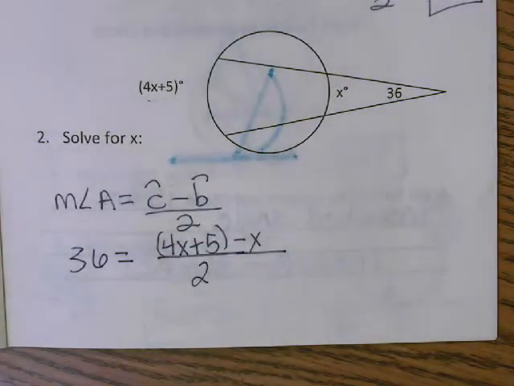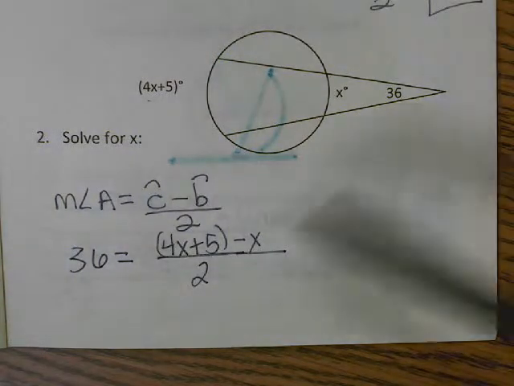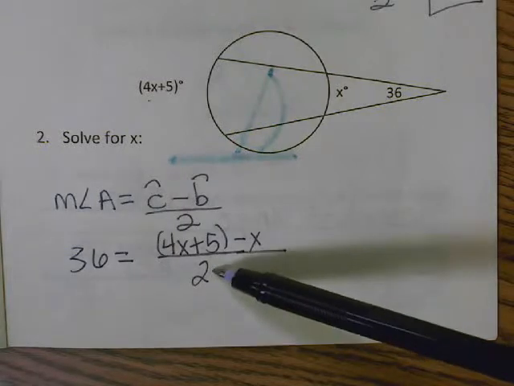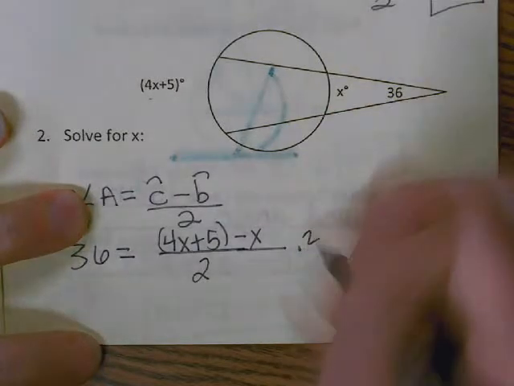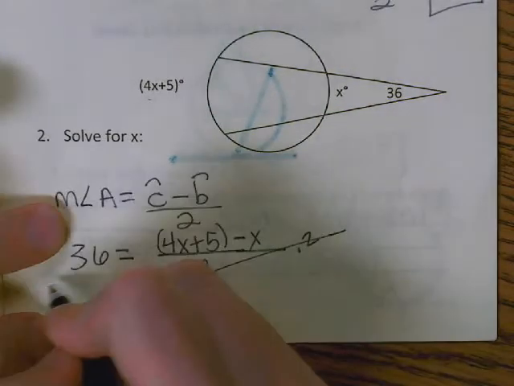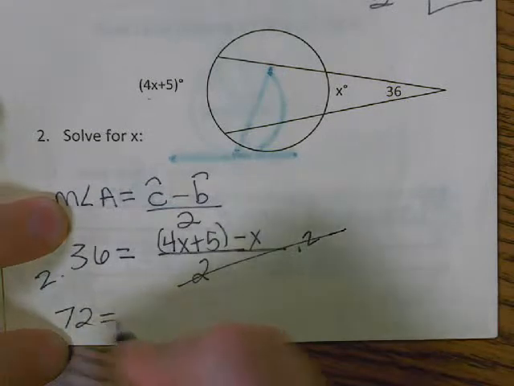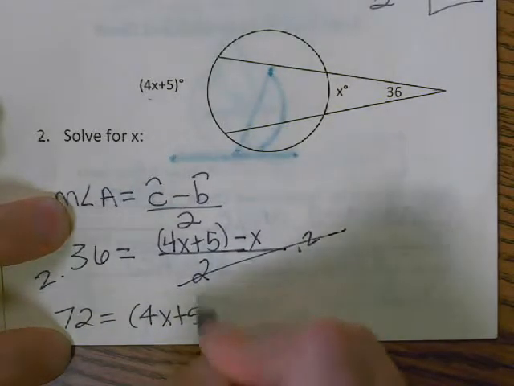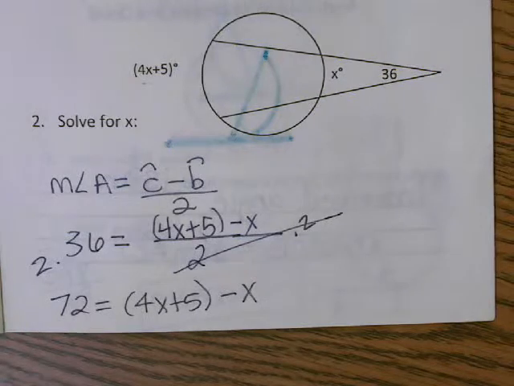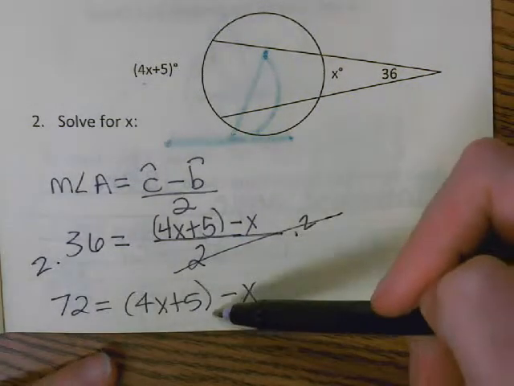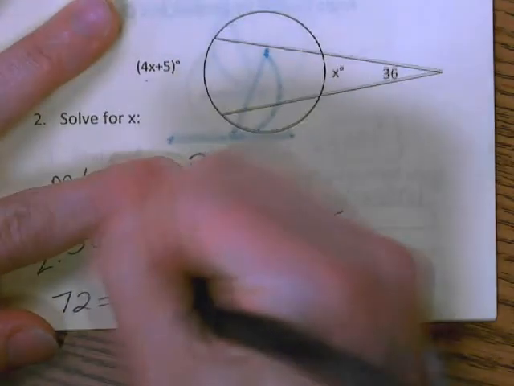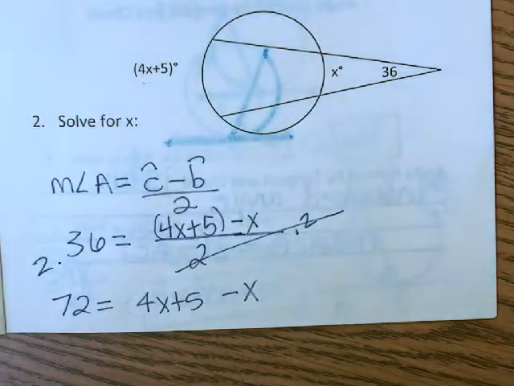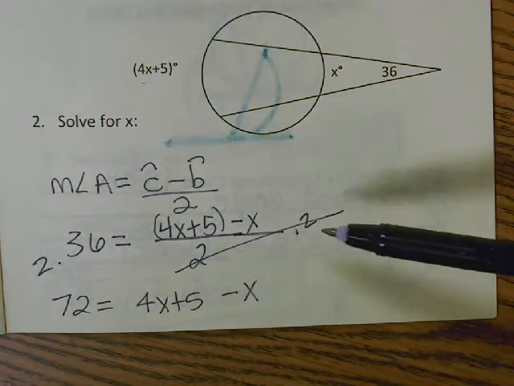Okay? Now, to solve this, we start by getting rid of the fraction. Okay? So there's a 2 here. To get rid of this 2 in the denominator, we always just multiply both sides by 2. So we'll multiply this by 2. That cancels. Multiply this by 2. We get 72 equals 4x plus 5 minus x. Okay? Now, I don't really need the parentheses here. I was just writing them to show that I was talking about the two separate arcs. But really, since there's no multiplying going on, I don't need them.